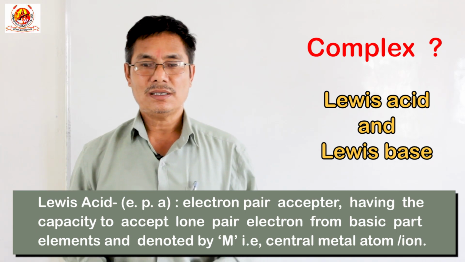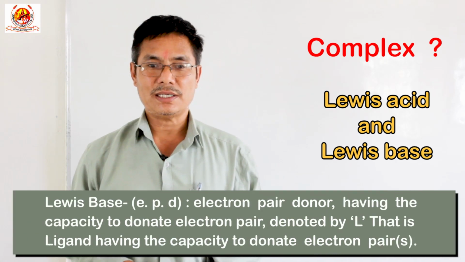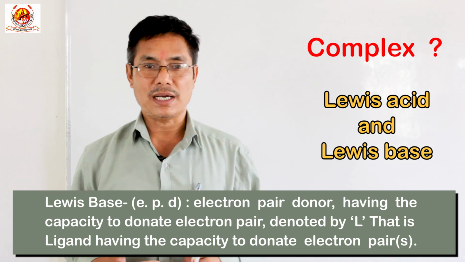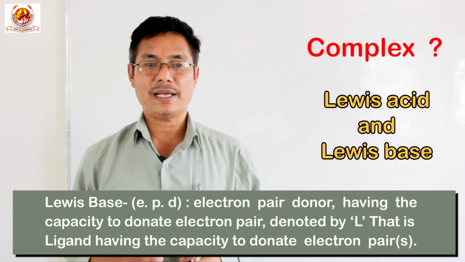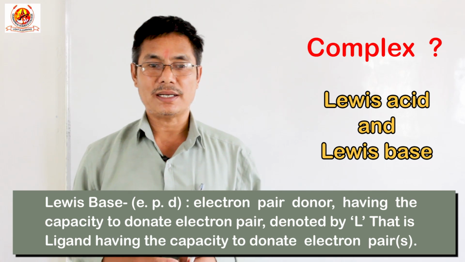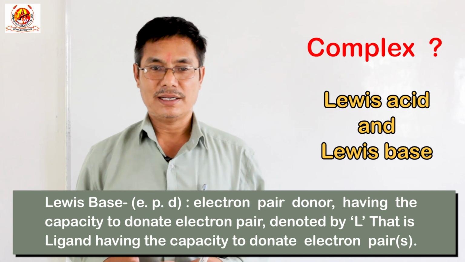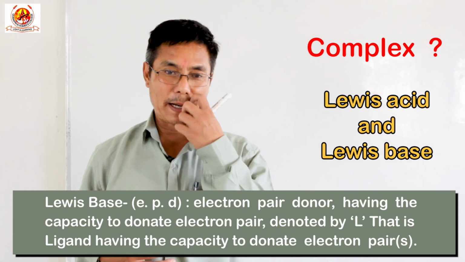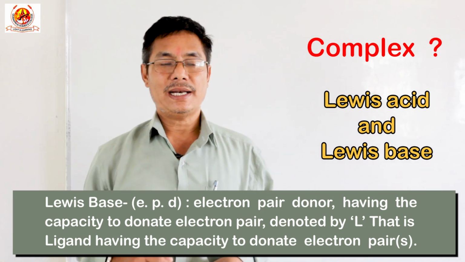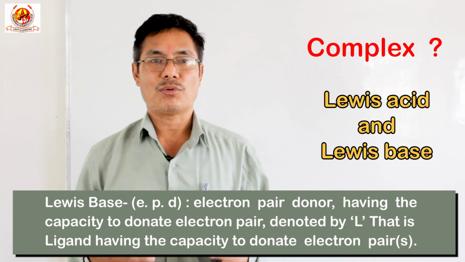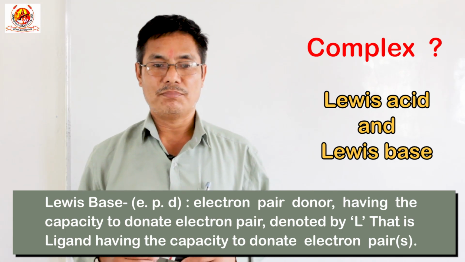M, and the basic part, which has the capacity to donate the bonding electron pair to make the coordinate bond between the acid part and the basic part, is represented by L, known as the ligand. That means having the capacity to donate the electron pair between the metal and ligand, resulting in a coordination compound or complex.